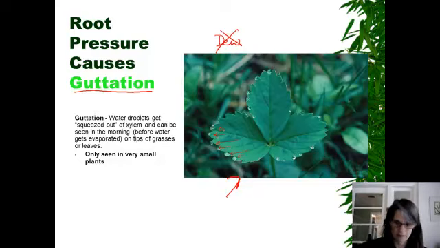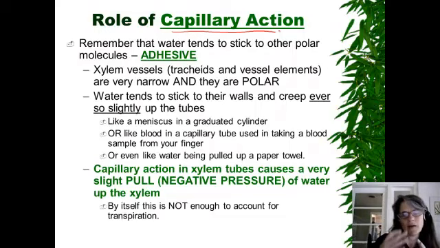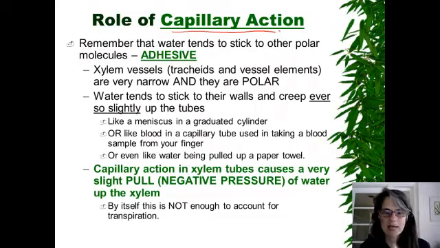That pressure will not help to get water out of the leaves of a tree, but we can see this effect in very small plants. Now, capillary action is a second step in getting water up that plant. If you will remember, when we talked about water, we said it was adhesive and cohesive. Cohesive means it likes to stick to itself. Adhesive means it likes to stick to other things as long as the other things are also polar. Okay?